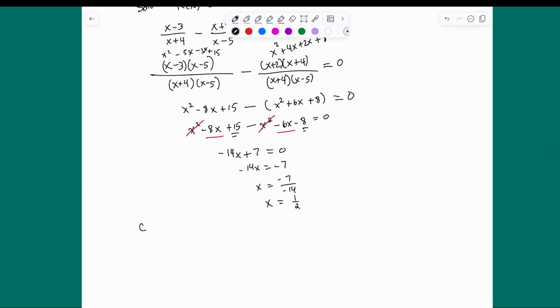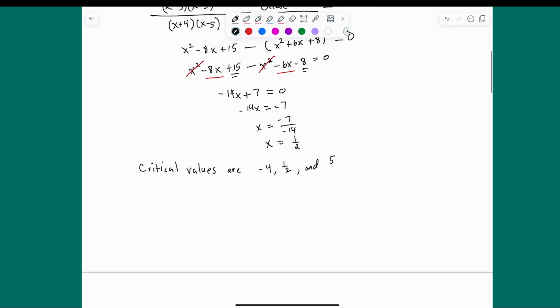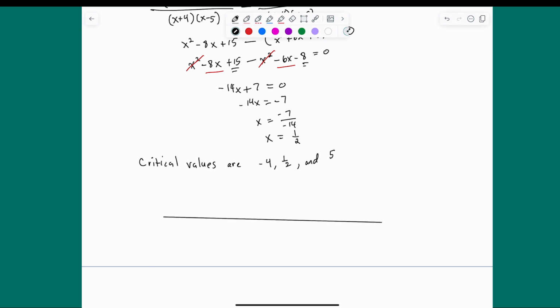Okay, so we found our critical values. Our critical values are -4, 1/2, and 5. What this does is essentially break up our number line into intervals. Here at -4, we know -4 made the function undefined, so I'd like to use a U there to say that it's undefined. And at 1/2, we know we got a 0 output. And at 5, we got another undefined.